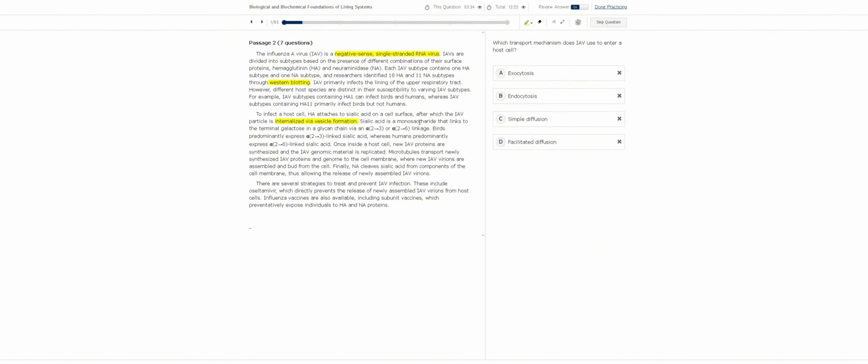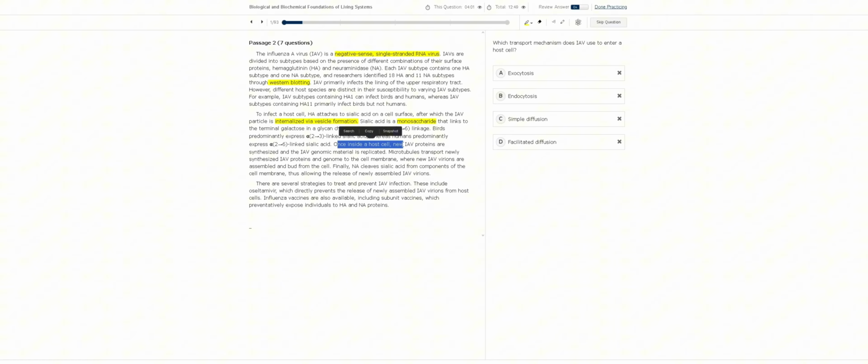And then sialic acid is a monosaccharide, okay, another key term, linked to the terminal galactose in a glycan chain through an alpha-2,3 or alpha-2,6 linkage. Birds predominantly express alpha-2,3 linked sialic acid, whereas humans predominantly express alpha-2,6 linked sialic acid. And so they're talking about carbohydrates, another key term right here from our content.